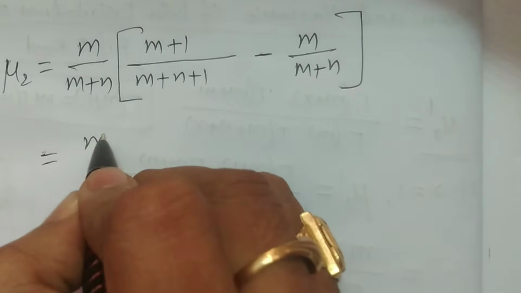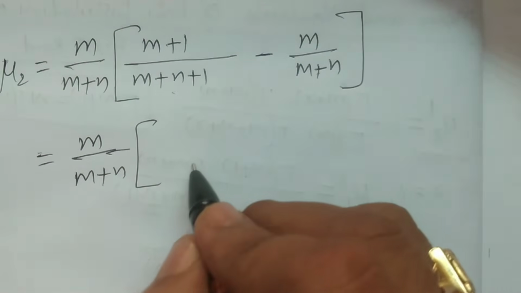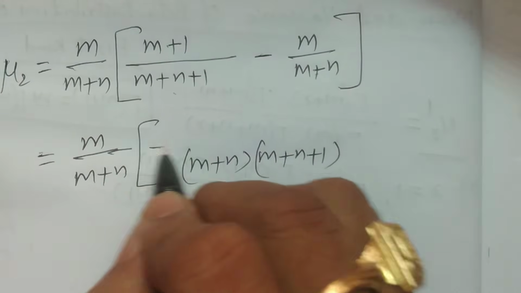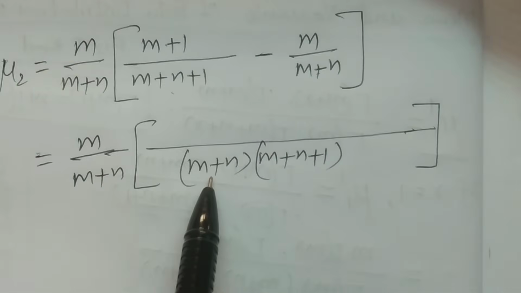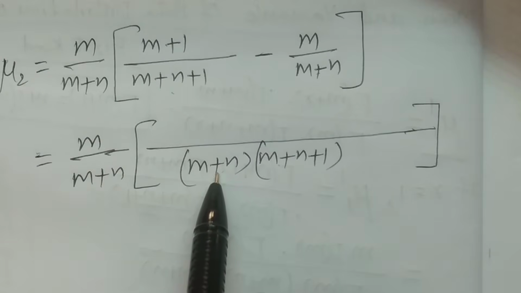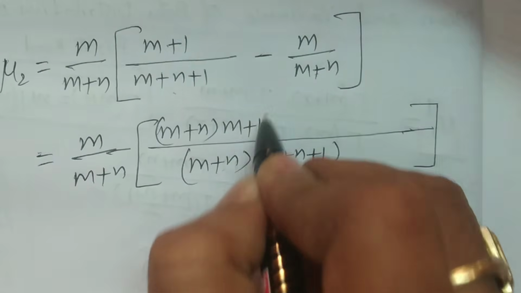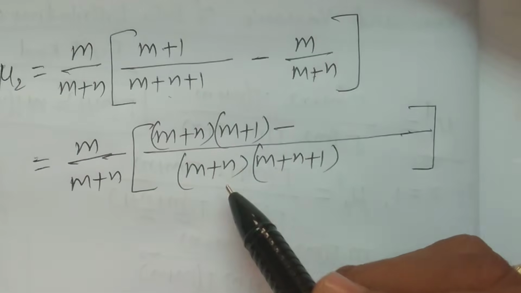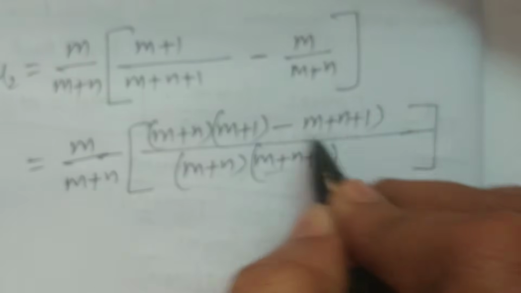So the remaining term is m by m plus n multiplied by, again to take the LCM, m plus n into m plus n plus 1. Now the terms here: m plus n plus 1 multiplied by m plus n. So m plus n is going to be multiplied here by m plus 1. So m plus n into m plus 1, minus, if you multiply m plus n plus 1 with m, m plus n plus 1 multiplied by m.